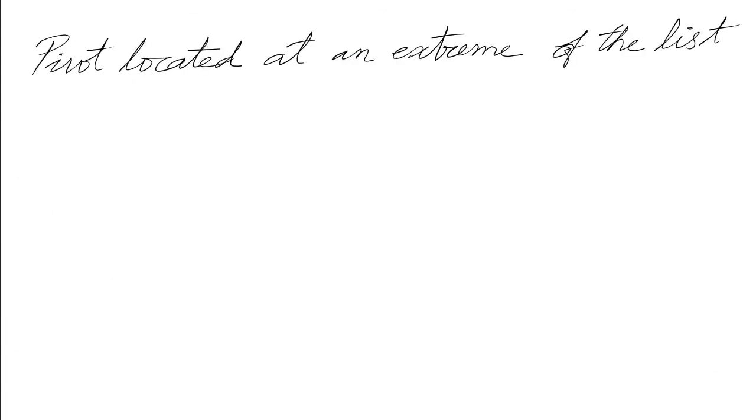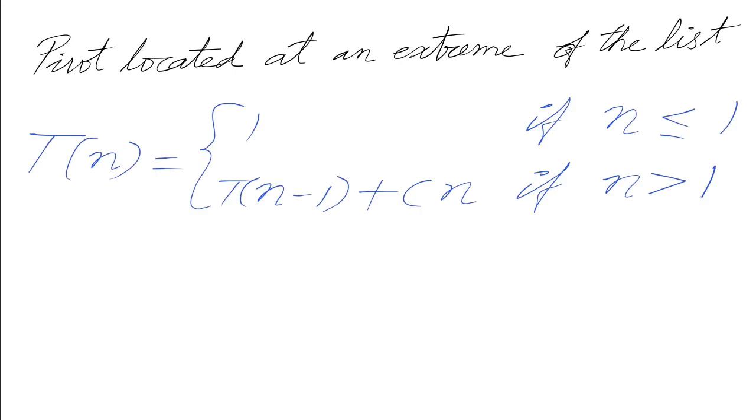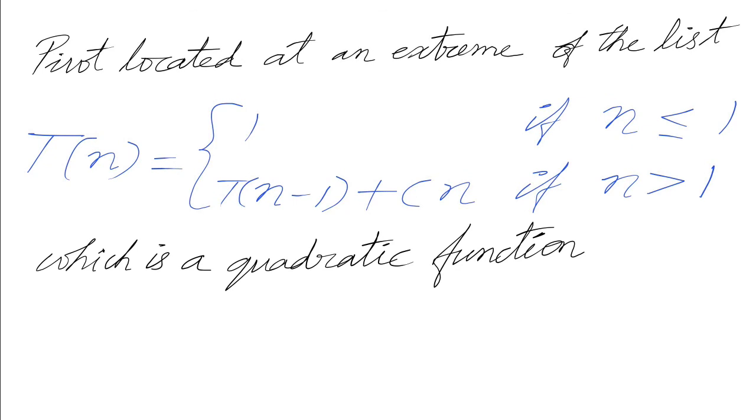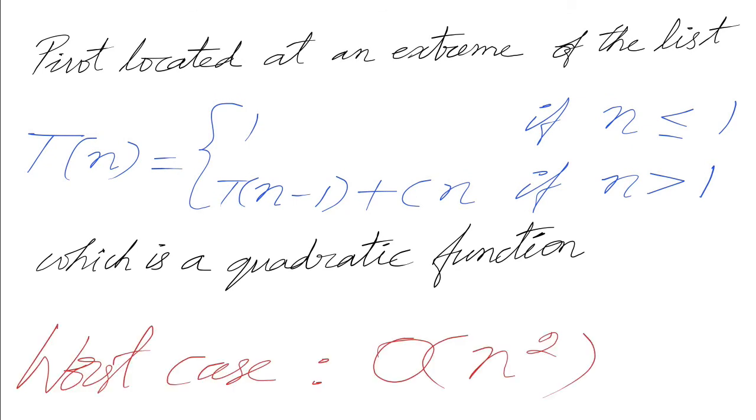Pivot located at an extreme of the list. In this case, the time complexity is given by this equation. You can recognize this as a quadratic function. So the worst case time complexity is O of n squared.